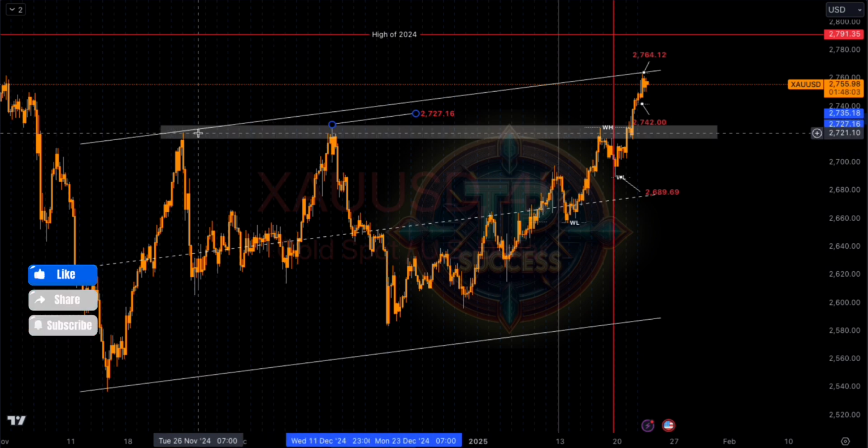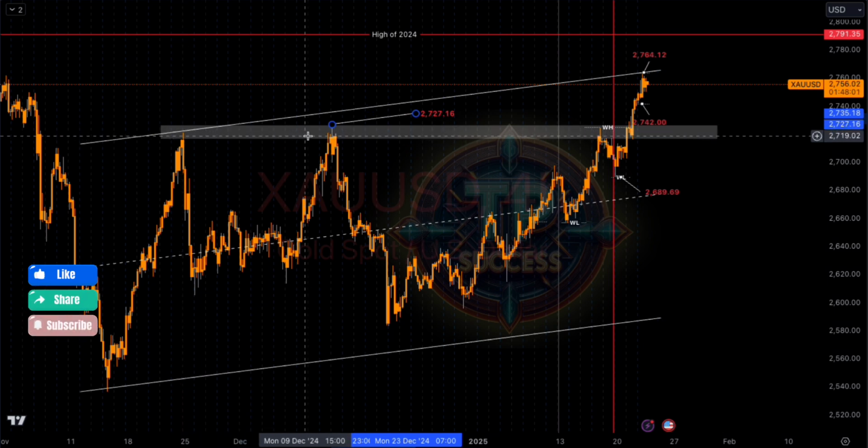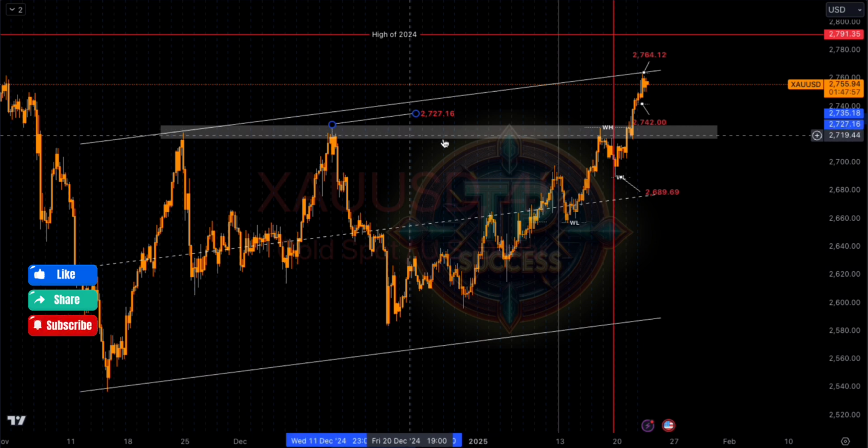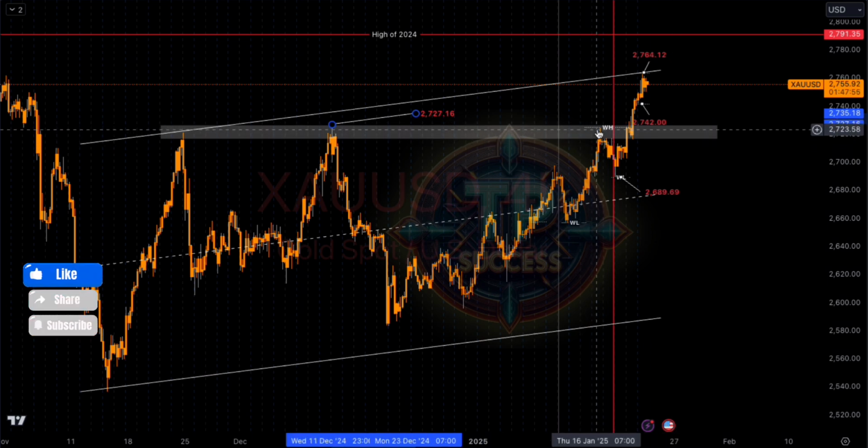So we've just taken all the wicks. So we've taken this area over here and we've measured from the bottom of that to the top of this wick and we've dragged it across. So this zone is the zone in question. If any of these things happen, then this is how I would need to play it, right?